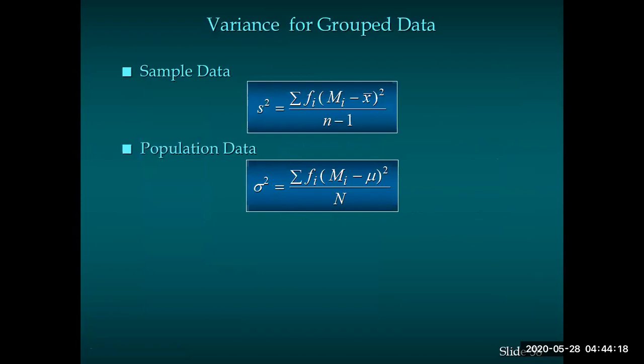For the variance for the grouped data, again ask yourself: are you doing it for population data or sample data? Do you have all of the data, or just a fraction, a subset of the data? The signs have to be different. This is the population variance, and this is the sample variance, but the frequencies are there.